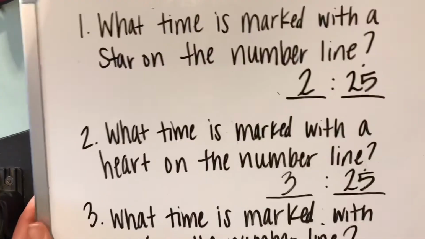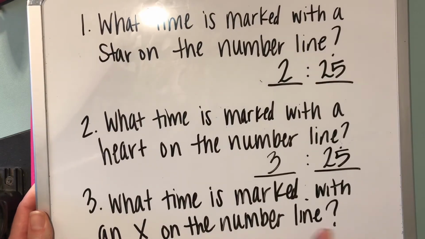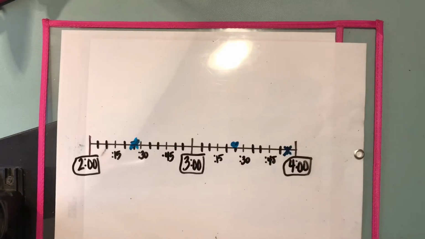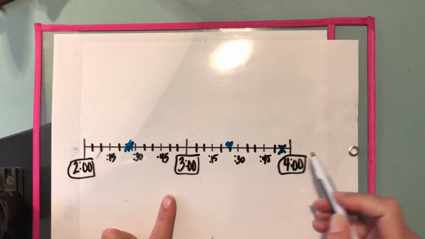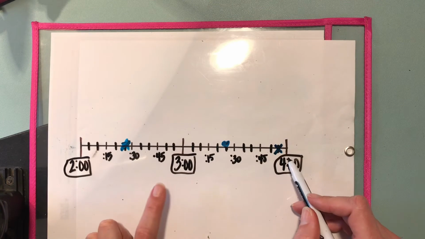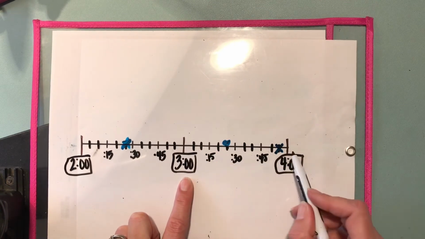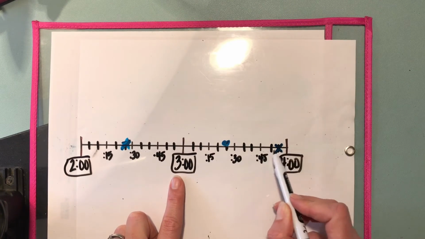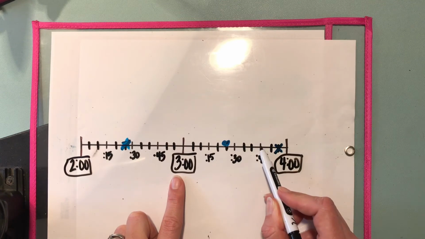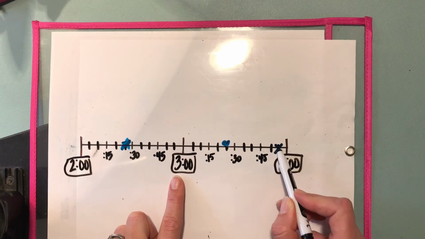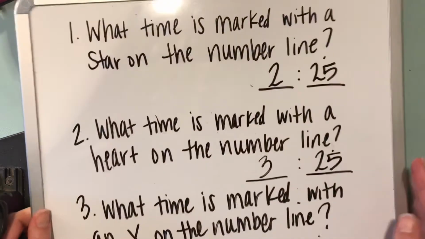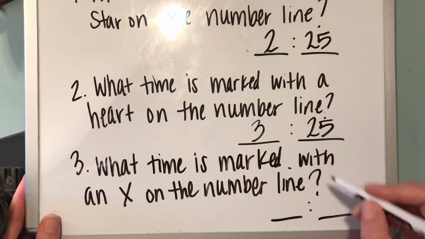All right, and then my last question here. What time is marked with an X on the number line? Here's my X. I'm not quite at 4 o'clock yet. I'm still at 3 o'clock, in between 3 and 4. Here's 3:45 right here, so I'm going to start there and count by 5s: 3:45, 3:50, 3:55. So my time for that one is 3:55.